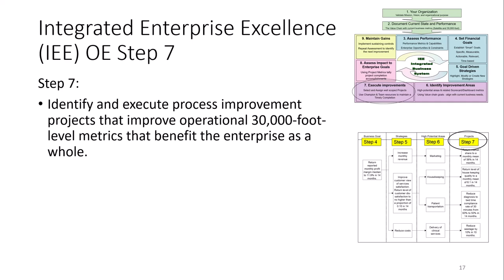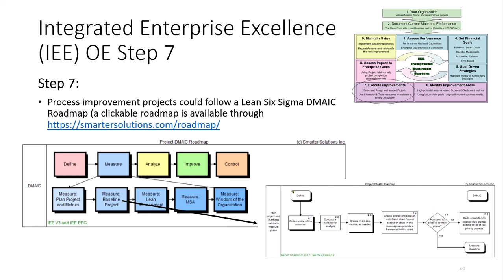Step number 7. In this step, we identify and execute process improvement projects that improve operational 30,000-foot level metrics that benefit the enterprise as a whole. Process improvement projects could follow the Lean Six Sigma main roadmap. A clickable roadmap is available through the link that's shown here and also pictorially represented on this slide.